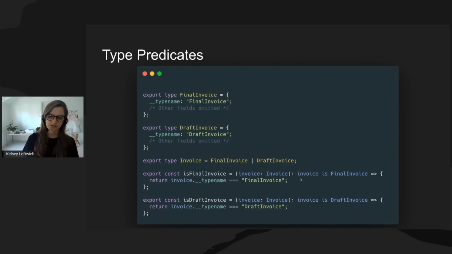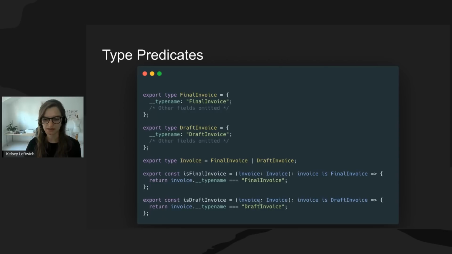And then you have to do something particular here with your return type so that TypeScript knows what this type is after this function executes. What you say is invoice, which is my parameter, is final invoice. And what this is saying is if this returns true, the invoice is a final invoice. If this function here, checking on the type name that I pointed out earlier, returns false, then it's not.